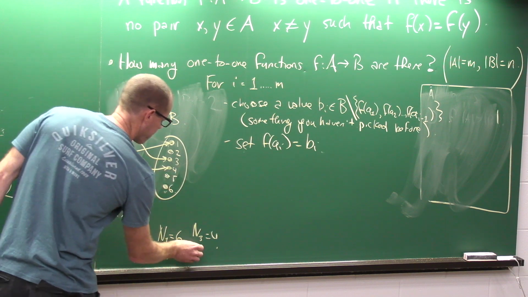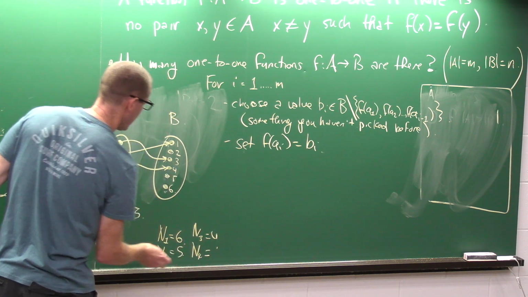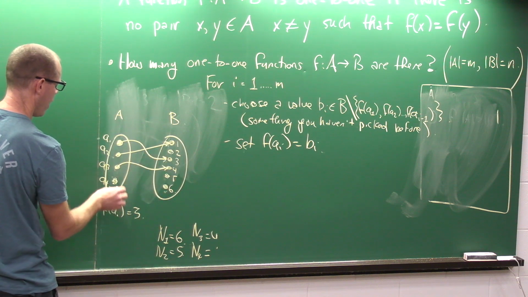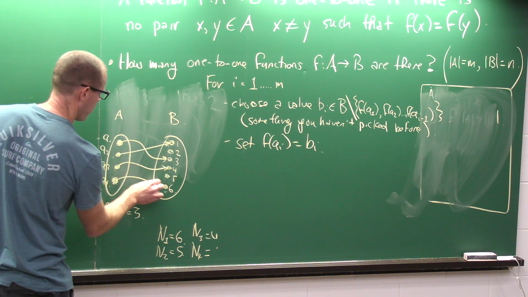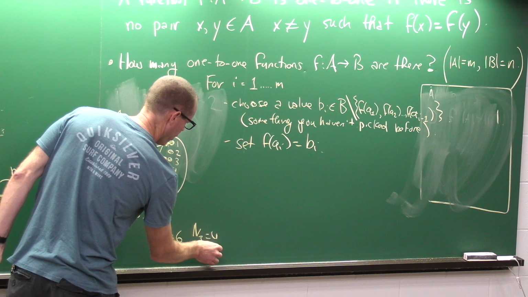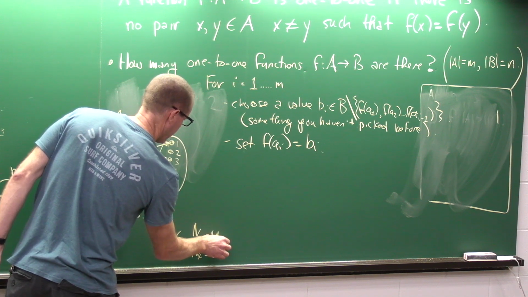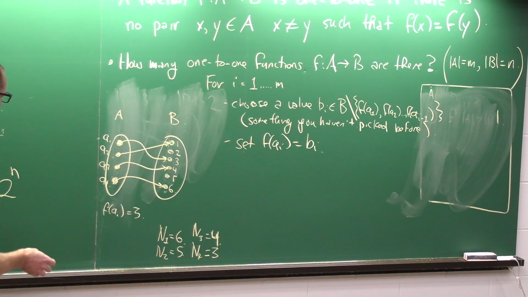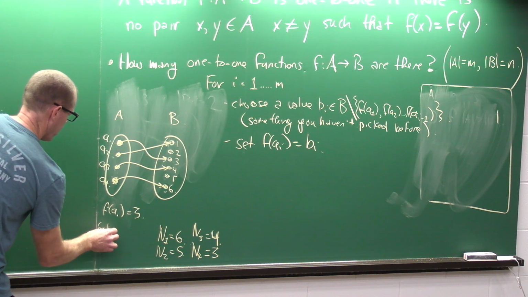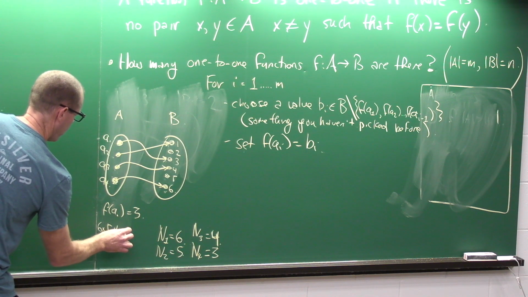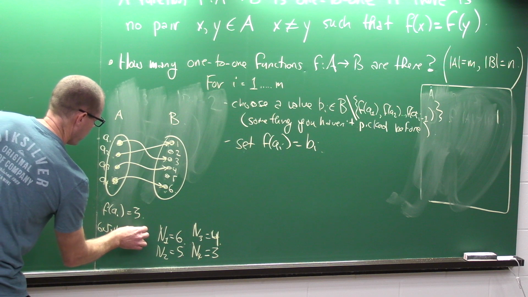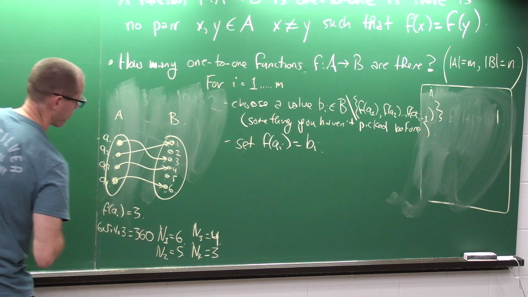And finally, N4. There's only 3 of these things that don't have arrows coming into them. So I pick one. And so N4 is 3. Okay. So the answer here is 6 times 5 times 4 times 3, which is 360.